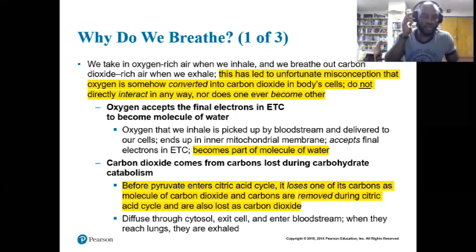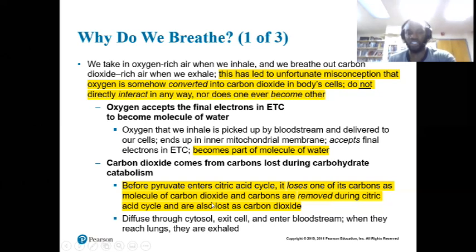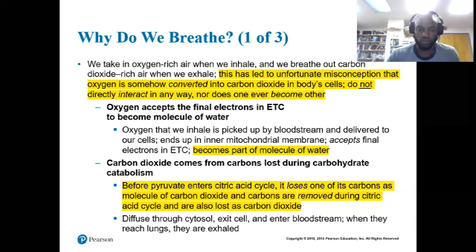Oxygen that we inhale is picked up by the bloodstream, delivered to our cells, ends up in our inner mitochondrial membrane, accepts final electrons, and becomes a water molecule. Carbon dioxide is from the pyruvate, remember? When it enters the citric acid cycle, it loses one of its carbons as a molecule of carbon dioxide, and carbons are removed during the citric acid cycle. And therefore, that's where the carbon dioxide that we breathe out comes from.